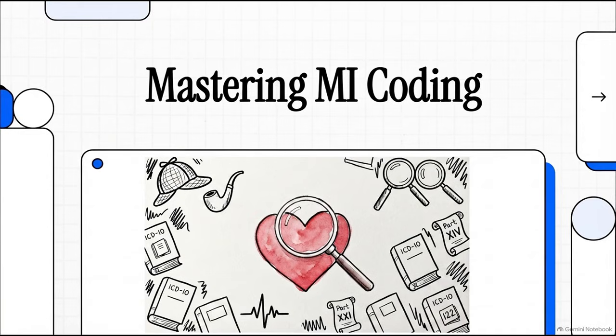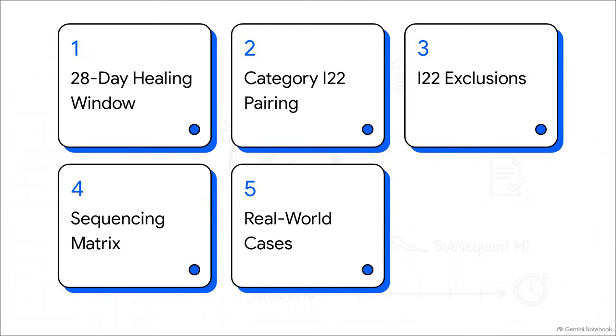Today, we're putting on our clinical detective hats to unravel the incredibly specific ICD-10-CM rules for subsequent myocardial infarctions and category I22. Now, if you've been following along with us, you know that cardiac coding is all about absolute precision. So we're going to look at exactly what happens when a patient's recovery is suddenly interrupted by a second, brand new infarction. Here's our roadmap for today.